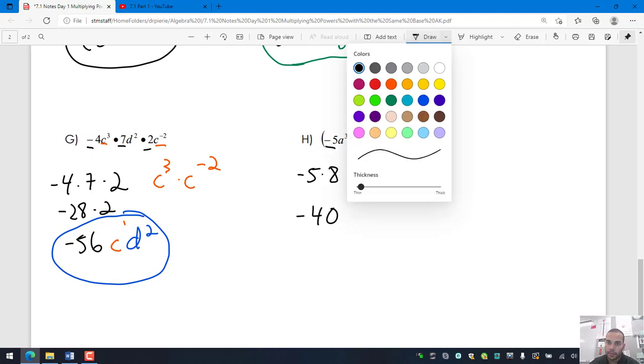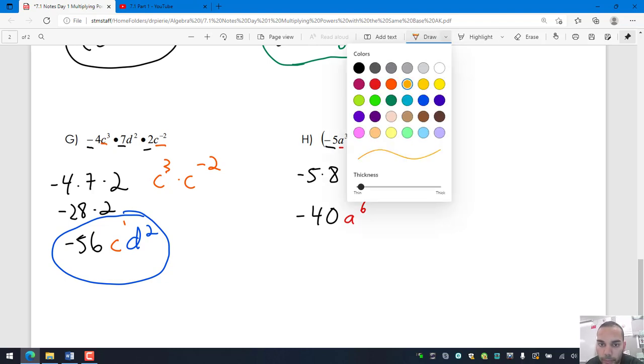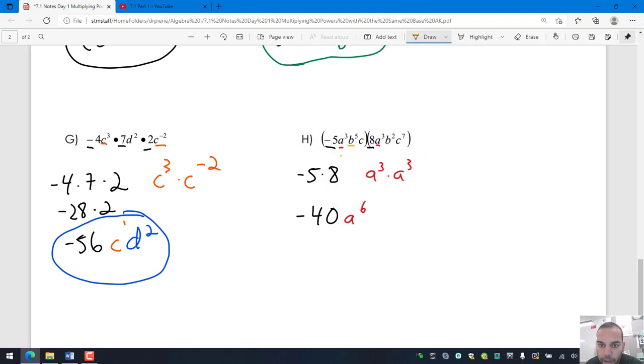Okay, let's go in alphabetical order. The next letter I see here is a cubed, and then over here I see an a cubed. So I'll have a cubed times a cubed. Same base, add the exponents. 3 plus 3 should be equal to 6. I should have a to the 6th power. Keep going. I've got b to the 5th and b squared. Same base, keep the base, add the exponents. 5 plus 2 should be equal to 7.